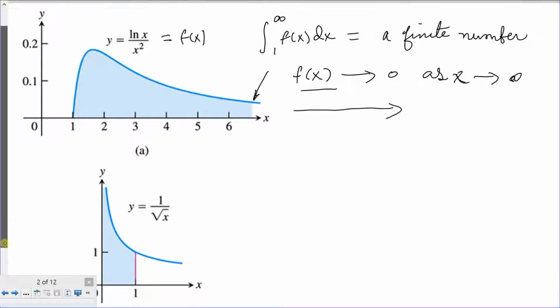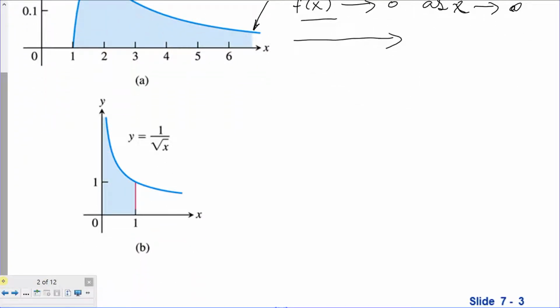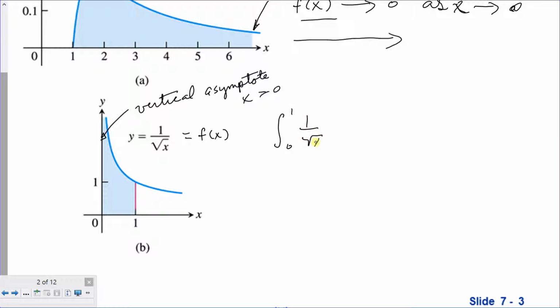Now, the other function here is f of x equals 1 over the square root of x, and notice it has a vertical asymptote at x equals 0. And so you might wonder, is there a finite value for the integral from 0 to 1 of 1 over the square root of x dx? And we will be exploring these questions as we develop this video.